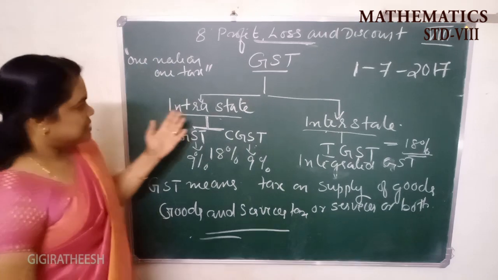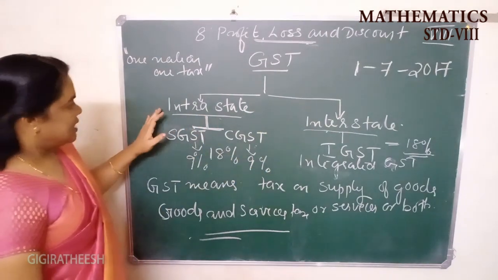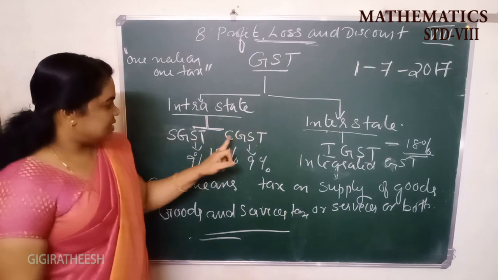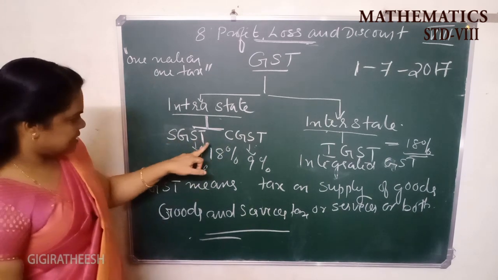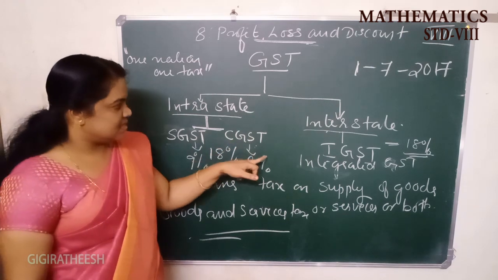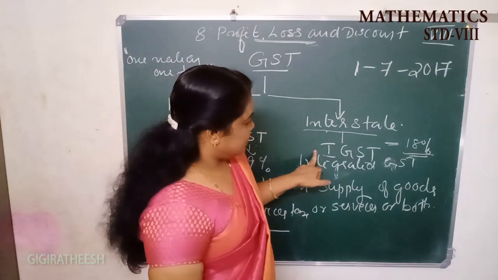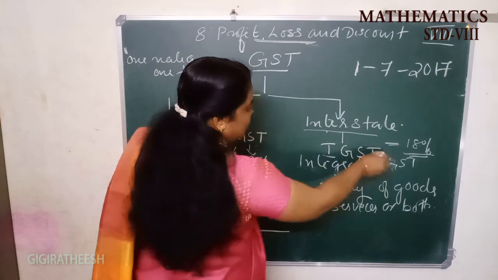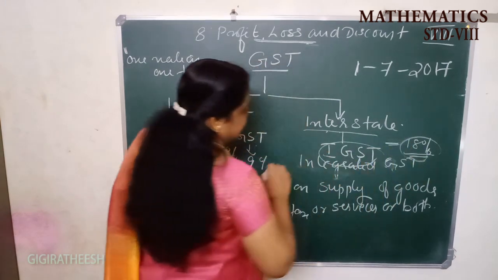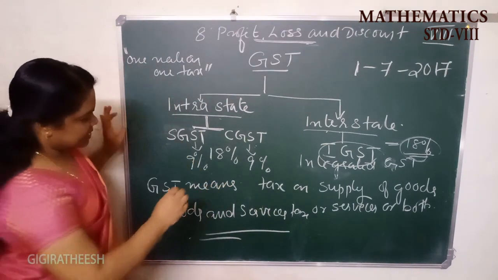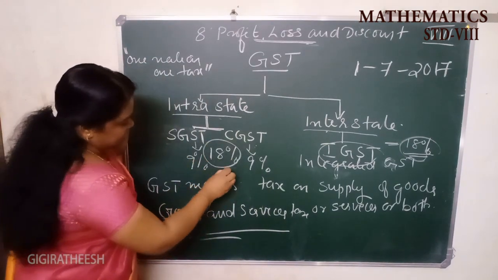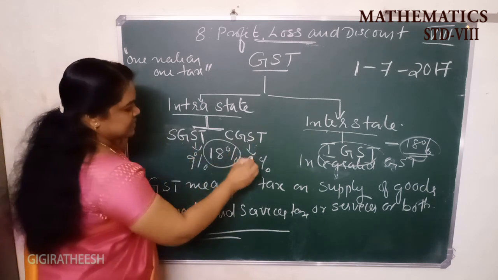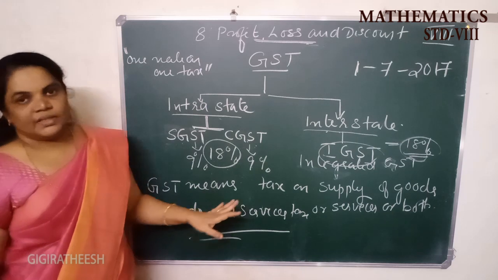This is the difference between intrastate and interstate. In intrastate, we calculate SGST and CGST. SGST means state GST and CGST means central GST. For interstate, we calculate IGST, integrated GST, for the whole percentage. For SGST and CGST, the GST percentage is divided by 2, calculating first SGST and then CGST. After that, we calculate the amount.